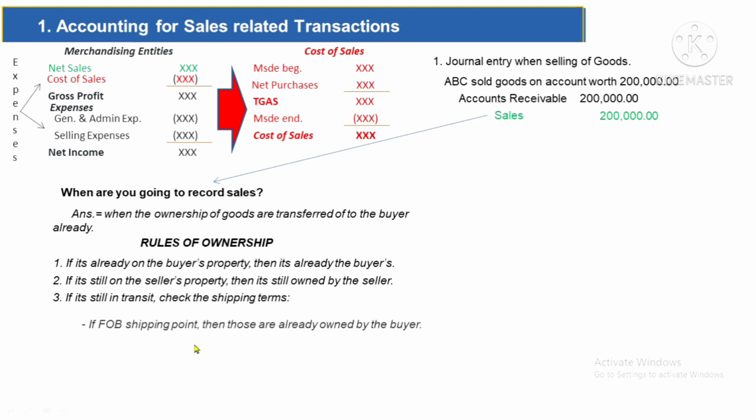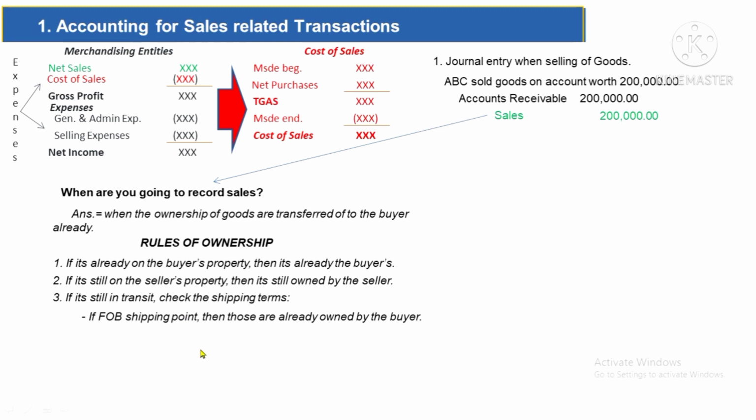So if the shipping term is FOB Shipping Point, then it means the title of the goods is already transferred to the buyer, because FOB Shipping Point can be translated in simple terms as the title passes upon shipment. So if the goods are in transit under FOB Shipping Point, you can already recognize those goods as sold or sales, because again, it's already the buyer's.